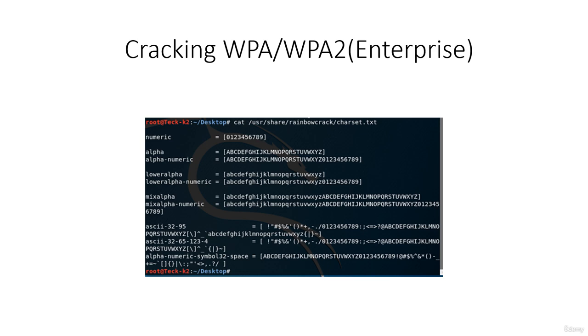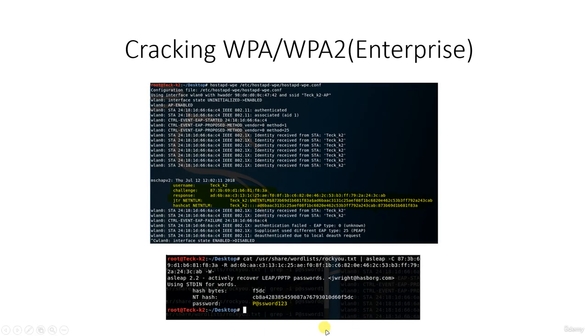Then if it's matched, as you can see, all of them are in here, and this is the hash dump. In this way you can crack a WPA2 Enterprise password. Similarly, you can use other ways, but I think this is the easiest way to crack the enterprise WPA2 password.